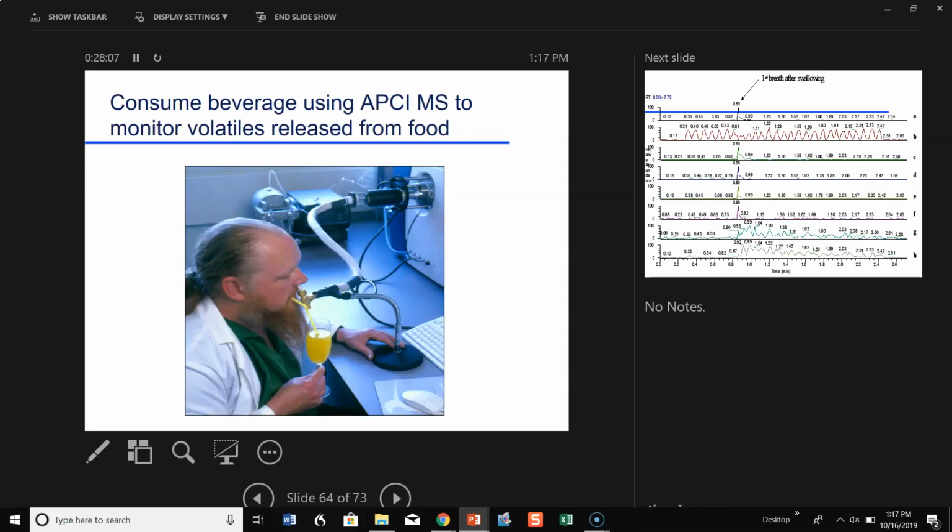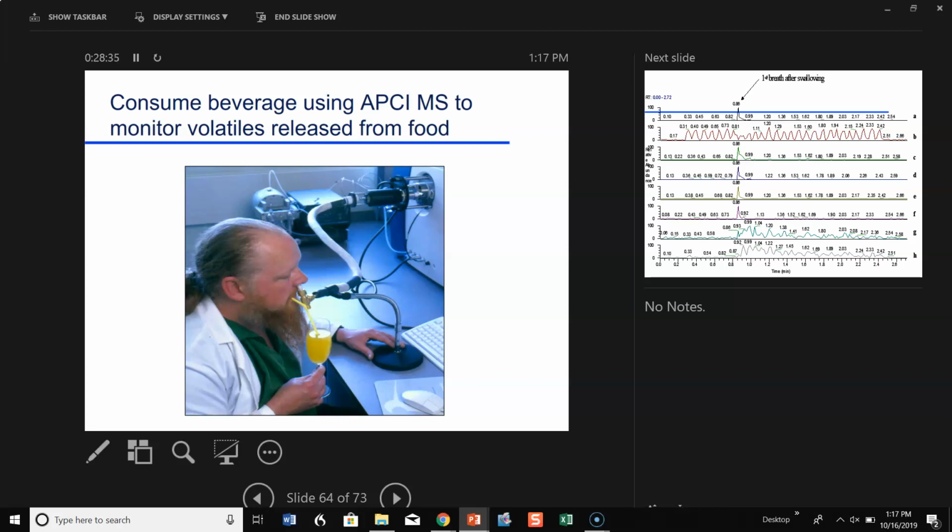And so what we did in this case is, here's our subject. He's sipping an orange juice in this case. Of course, it could be a diet cola. And here's our mass spectrometer. I usually say we stick a small mass spectrometer up his nose. Well, we don't really stick the mass spectrometer. His nose is kind of difficult. But this is a pipe that's sampling his breath.